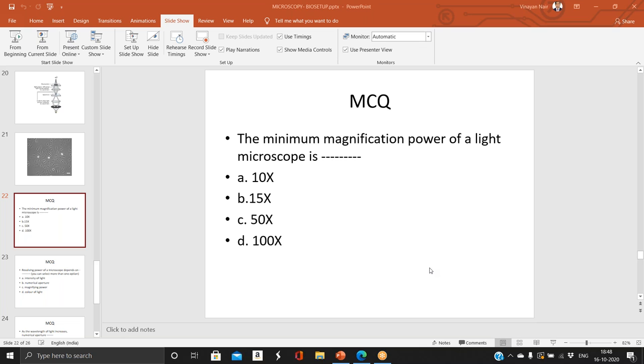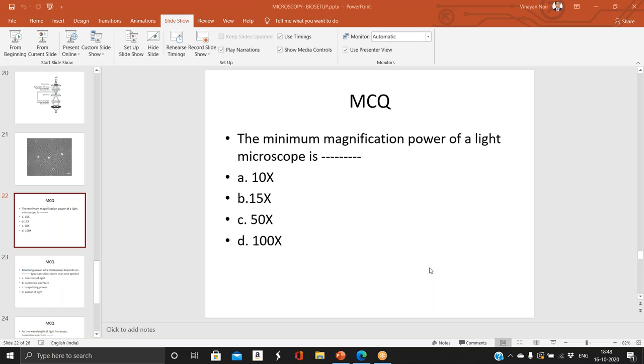So if my question was the maximum magnification power of a light microscope is dash, very good Shalini, 1000x, because the maximum magnification power of the eyepiece lens is 10x and the maximum magnification power of the objective lens is 100x, so it will be 1000x. And if we are using oil immersion, it will go up to... very good Shalini, minimum is 50x.